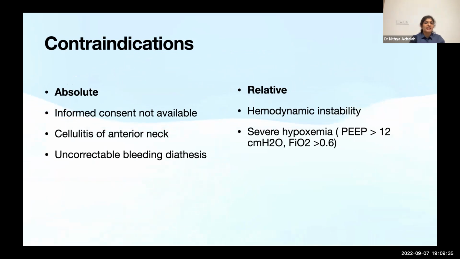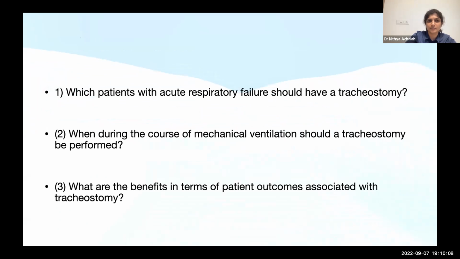Coming to the contraindications, the absolute contraindication for tracheostomy, especially an elective tracheostomy, is when informed consent is not available. Also extensive cellulitis in the anterior part of the neck involving the trachea, and sometimes uncorrectable bleeding diathesis. Coming to relative contraindications, when the patient is hemodynamically unstable, we should not go for an elective tracheostomy. Also when the patient is very hypoxemic, requiring an FiO2 of more than 60% and PEEP of more than 12.